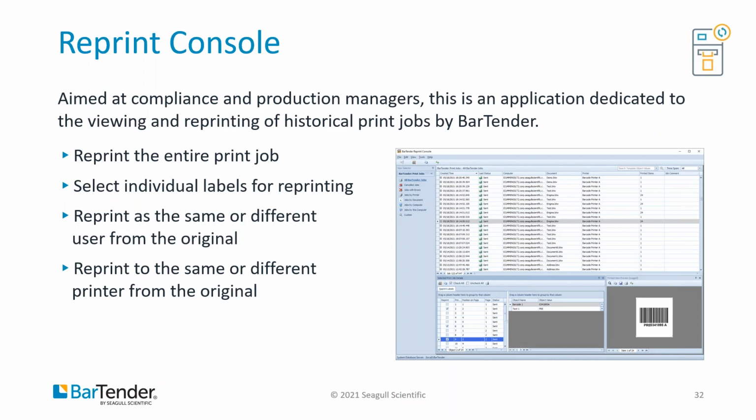And likewise, the reprinting of the print job can be sent to the same original printer or to a different printer if that is preferred. Perhaps the reason for reprinting is that there was a failure with the printer. Maybe the print head is damaged, for example, and therefore you can reprint to a functional working printer instead using the reprint console. It should be noted that when you reprint a historical print job, that reprinting is also logged.